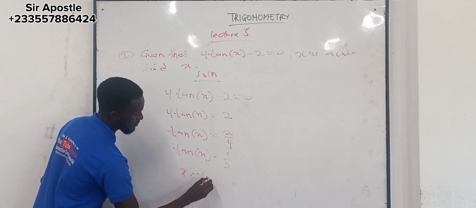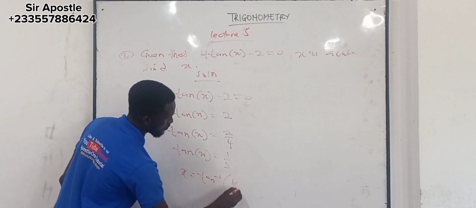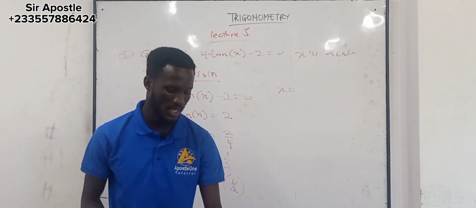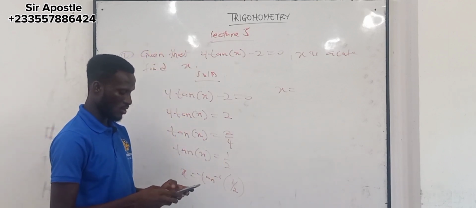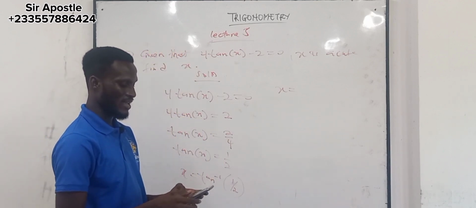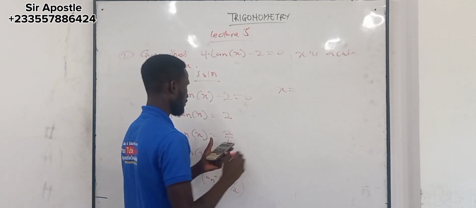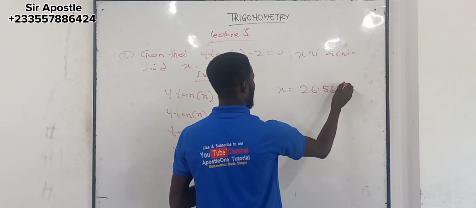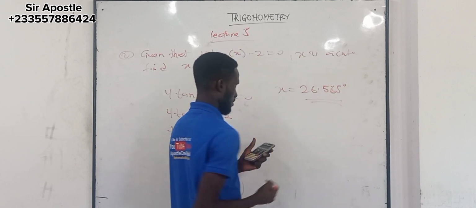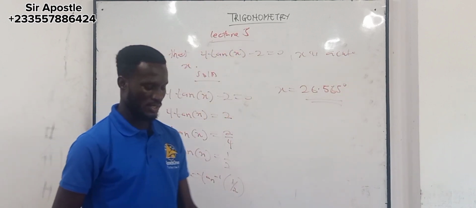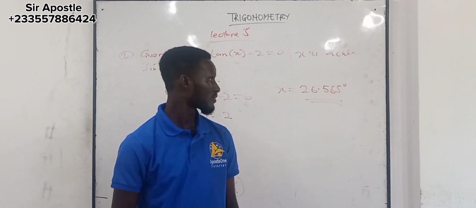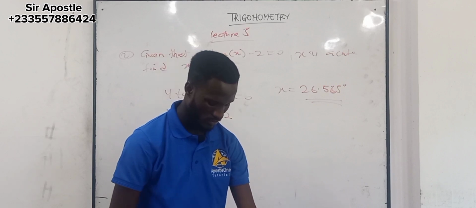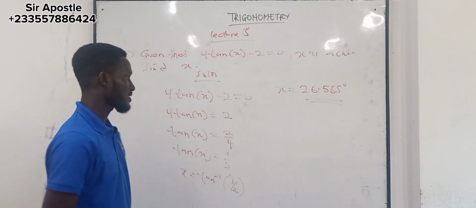So what will be x? It will be tan inverse of 1 out of 2. And what is tan inverse of 1 out of 2? You punch it on the calculator. Tan inverse of 1 over 2 gives us 26.565 degrees. You can approximate to any decimal place you want. I didn't specify. The nearest whole number will be 27 degrees. Yes. Now let's move on to the third question.